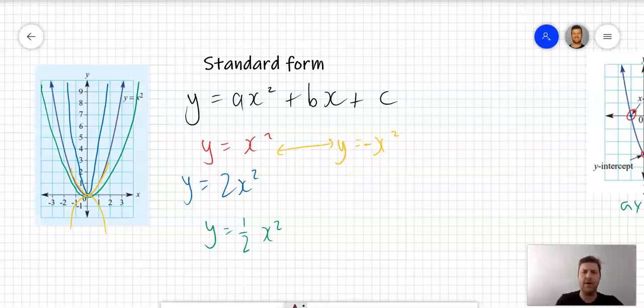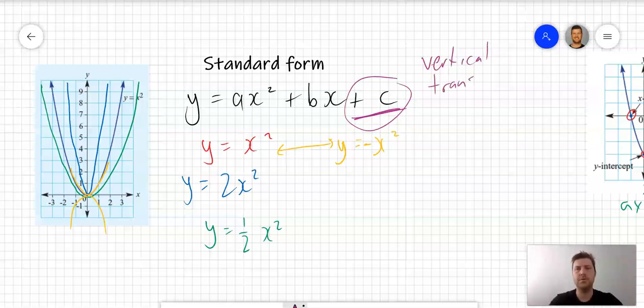Now, one thing we also spoke about, certainly in my classes, was how c affects the position of the parabola. c is responsible for vertical translation. And when you see a parabola that's in standard form, the value of c will determine where it crosses the y-axis. Okay, but that's only when it's in standard form, like this.